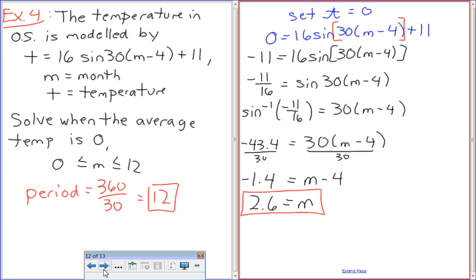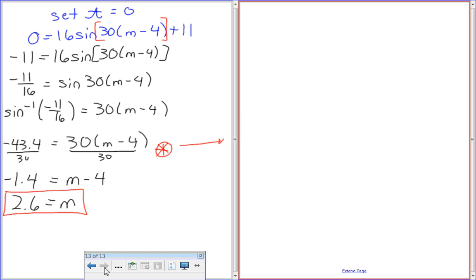As soon as we do sine inverse, so right here is going to be the magic step that we're going to go across to and split it apart. So we're going to say then, since it's sine, 180 minus negative 43.4 equals 30 minus 4.